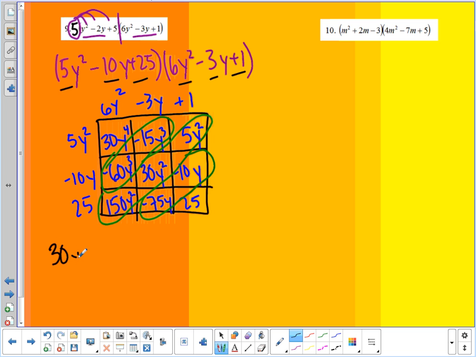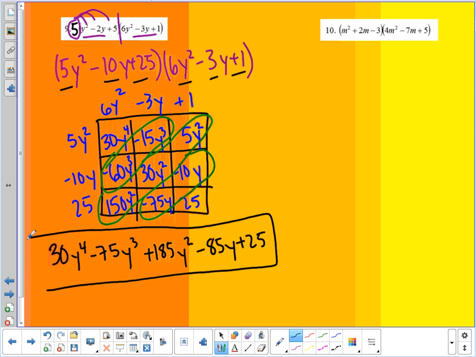30y to the 4th by itself. Negative 60 and negative 15 is negative 75y to the 3rd. 150 plus 30 plus 5 is 185y squared. Negative 75 and negative 10 is negative 85y, positive 25 at the end. It's in standard form. It's huge, but it's in standard form, so we're good.